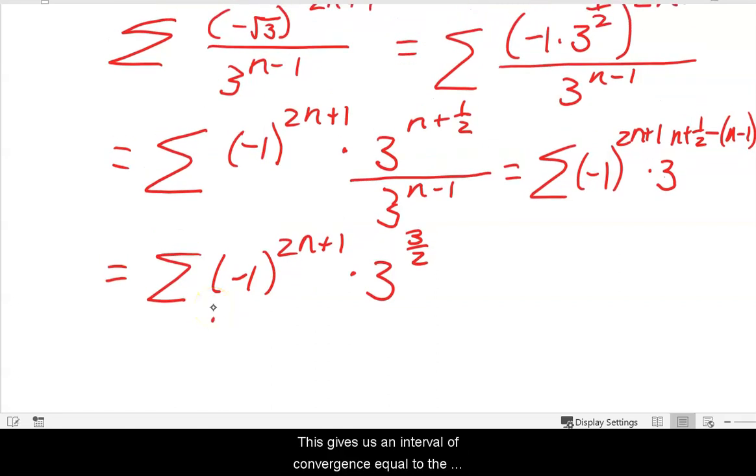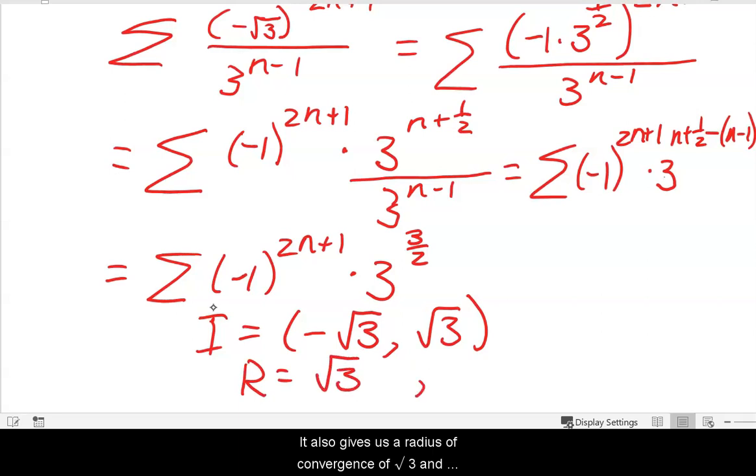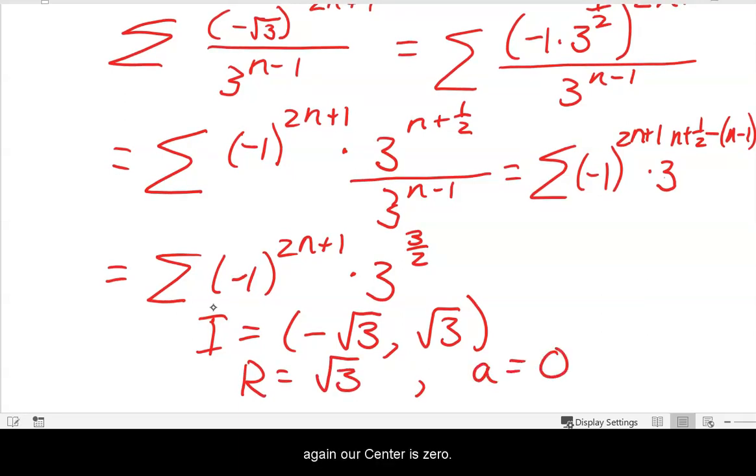This gives us an interval of convergence equal to the open negative square root of 3 to open square root of 3. It also gives us a radius of convergence of the square root of 3, and again, our center is 0.